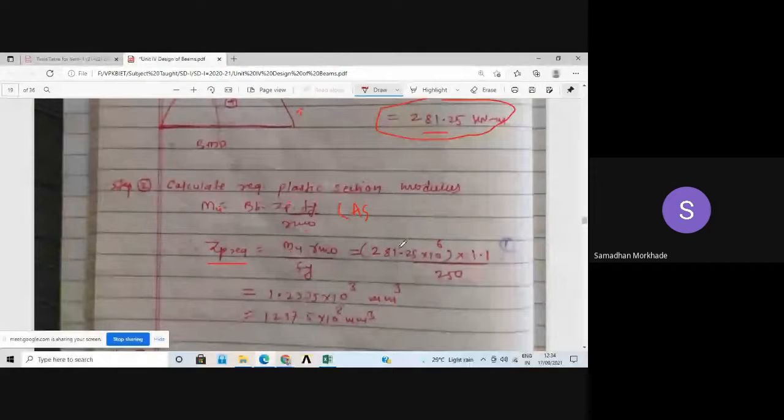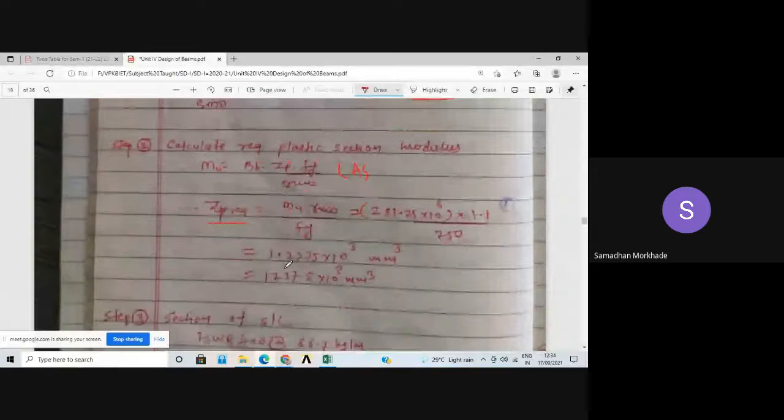So the 281.25 bending moment is in kilonewton meter, so make it into Newton mm by multiplying by 10 to the power 6. Kilonewton is 10 to the power 3 and meter is 10 to the power 3, into 1.1 divided by 250, that is Fy. So it is 1237.5 into 10 to the power 3 mm cube. This is the Zp required.